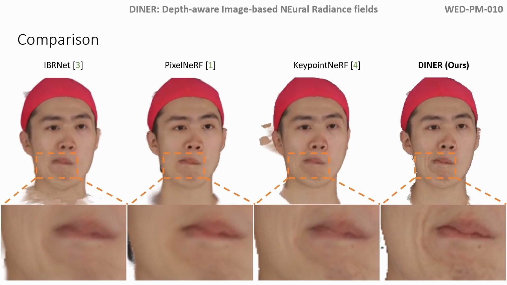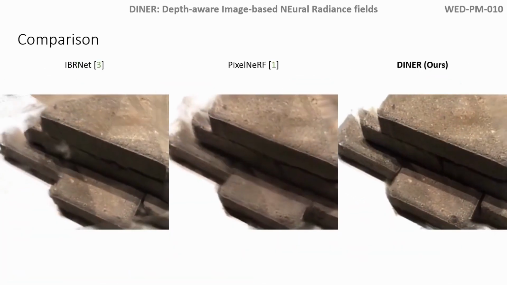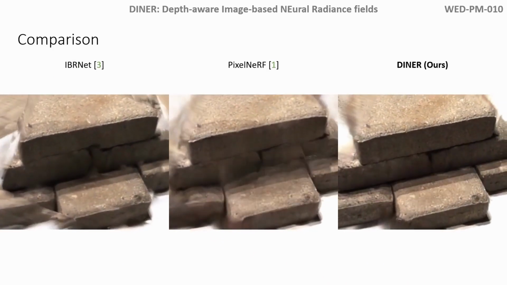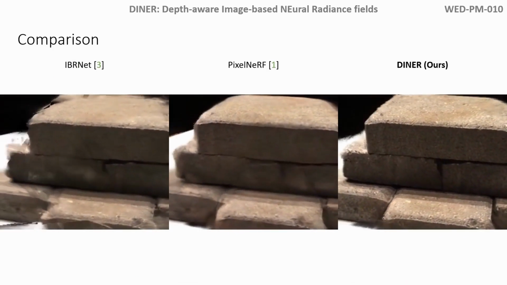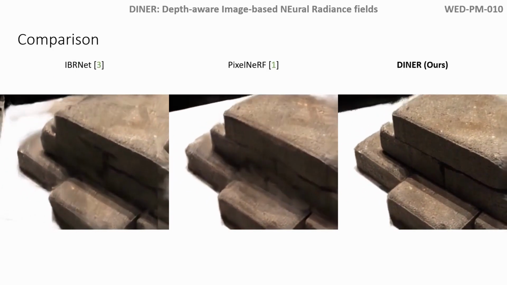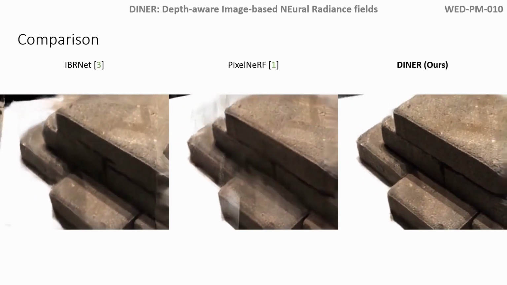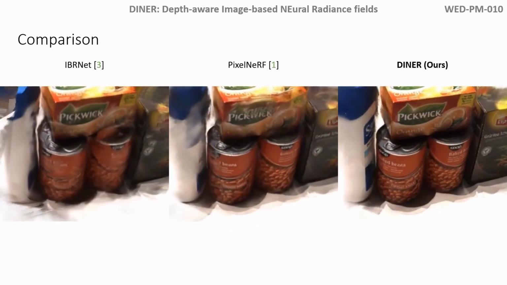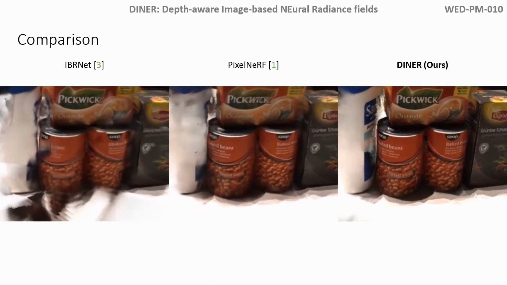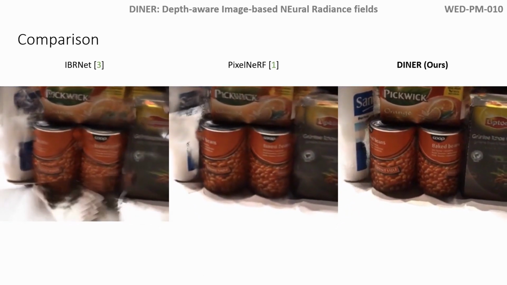Since depth maps are not bound to specific object classes, we can also evaluate our method on general objects. We observe that in this scenario, DINER estimates the scene geometry more plausibly and solves major artifacts during novel view synthesis. Ghosting effects are reduced and high-frequency textures are reconstructed more accurately.